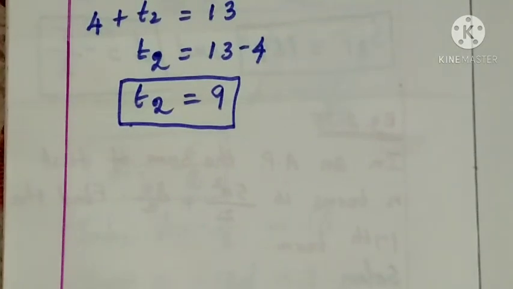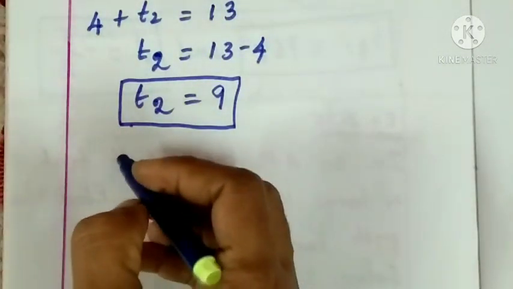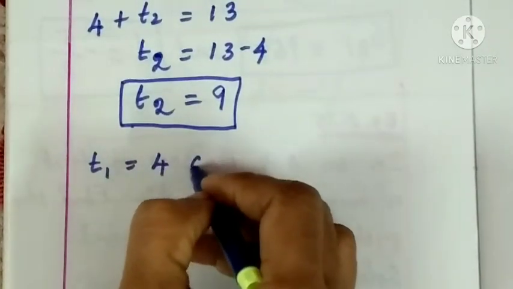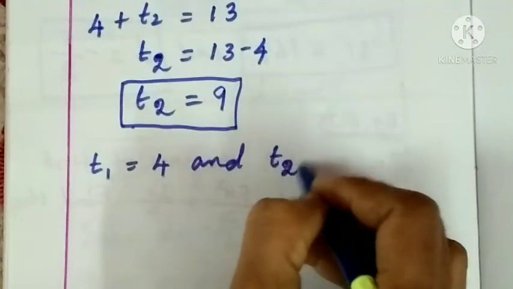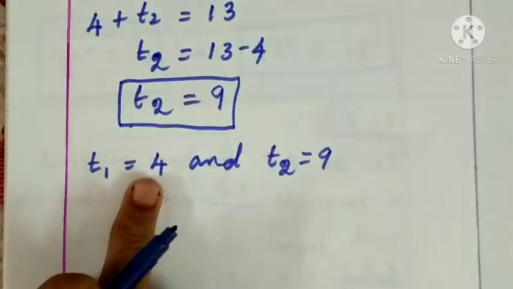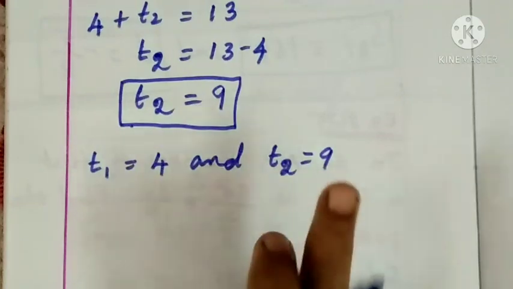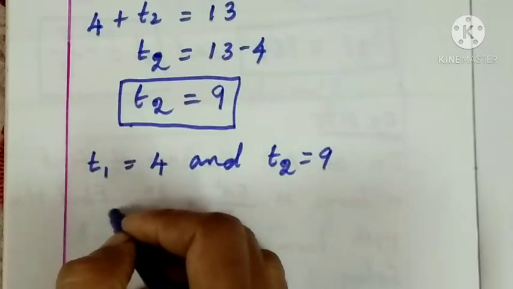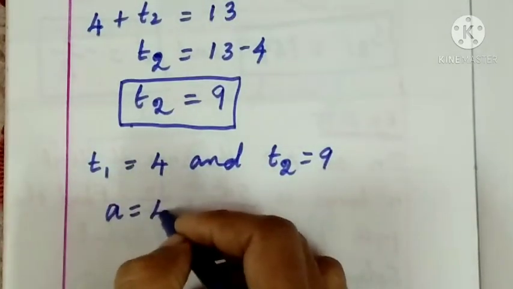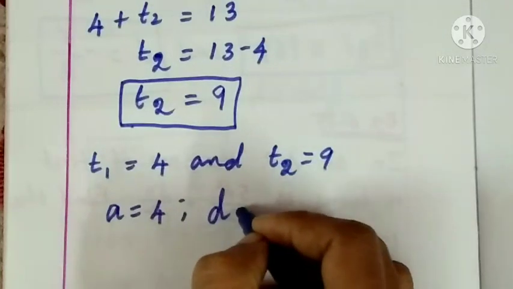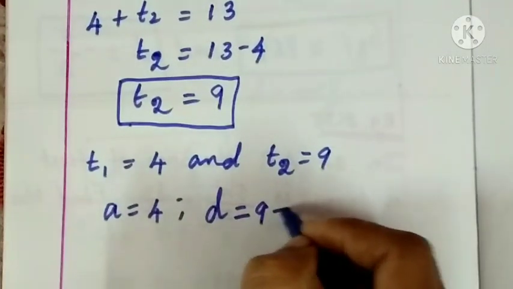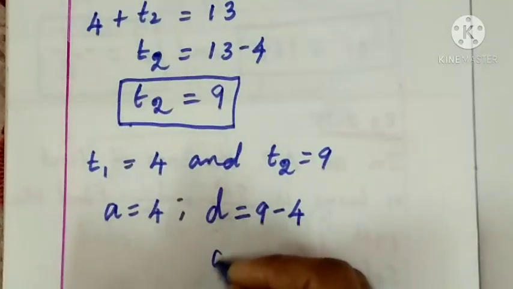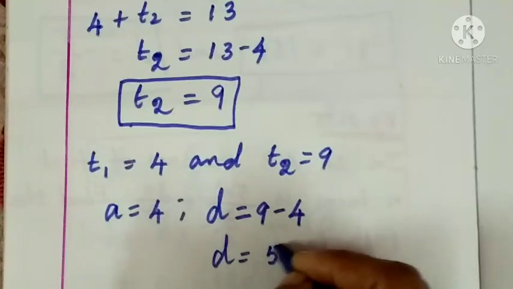Now we have the value of T1 is equal to 4 and T2 is equal to 9, that is first term 4, second term 9. From this you have to write the first term a is equal to 4 and common difference d is equal to 9 minus 4, that is T2 minus T1, we get d is equal to 5.